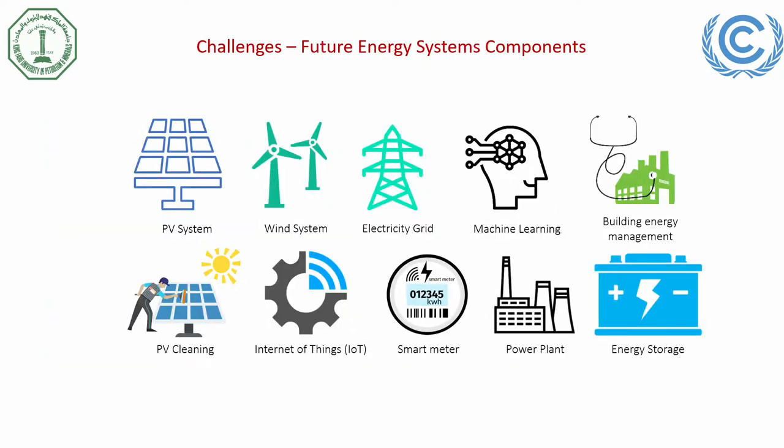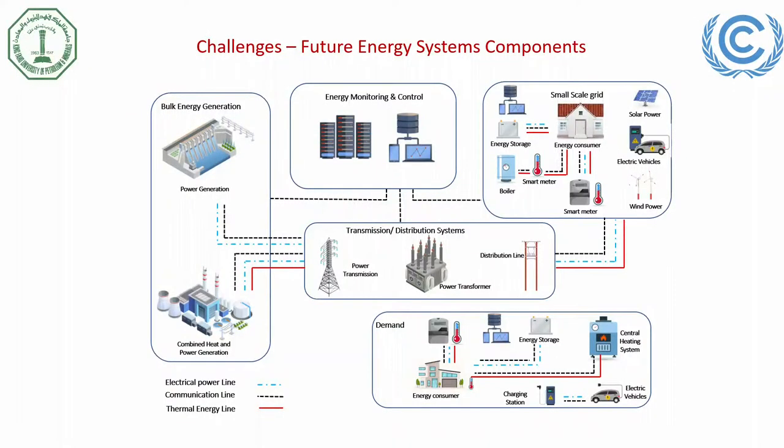And including these challenges, many things are coming in the future grid. In the future grid, you will see a lot of data coming, and a lot of Internet of Things will be installed. There are already 10 million smart meters installed. There will also be energy storage systems, PV cleaning, and a lot of issues coming with the renewables. And this is the structure of the grid. You will see multi-directional power flow and information communication flowing here and there. So there will be issues with cybersecurity, with control, with protection. A lot of things are there.